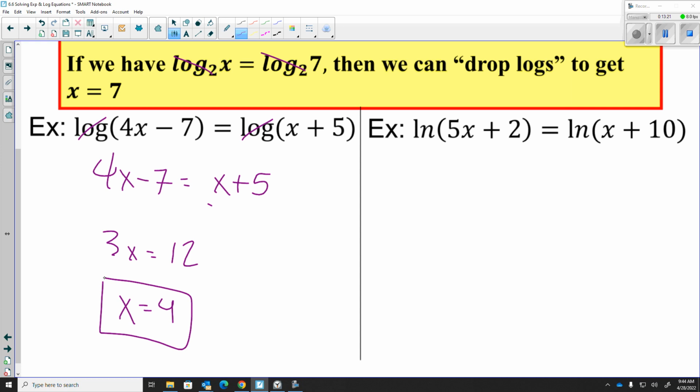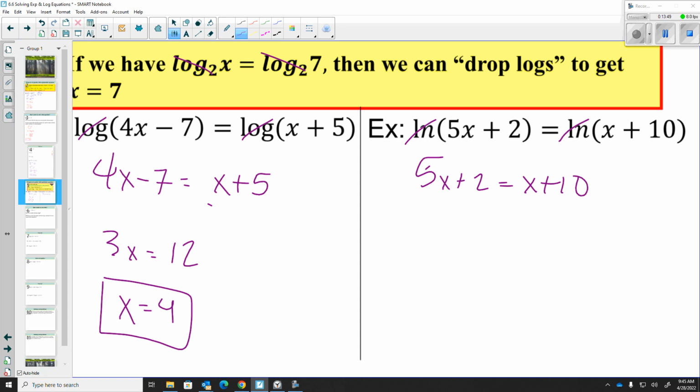Hey, can you drop these logs? Yes. They're the same, right? Gone. So then you're just solving that. Is this making a little bit of sense? Okay, for sake of time, we're not going to finish this one because I trust your ability to solve that equation. All right? Yep, I do. I do indeed.